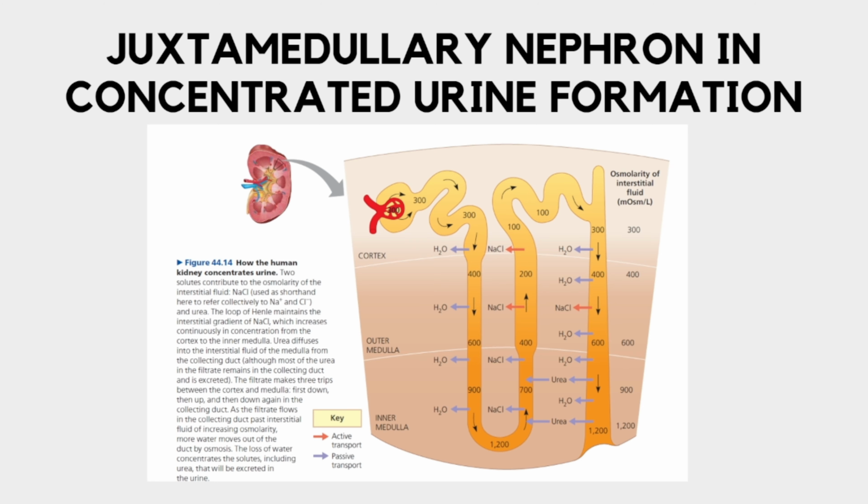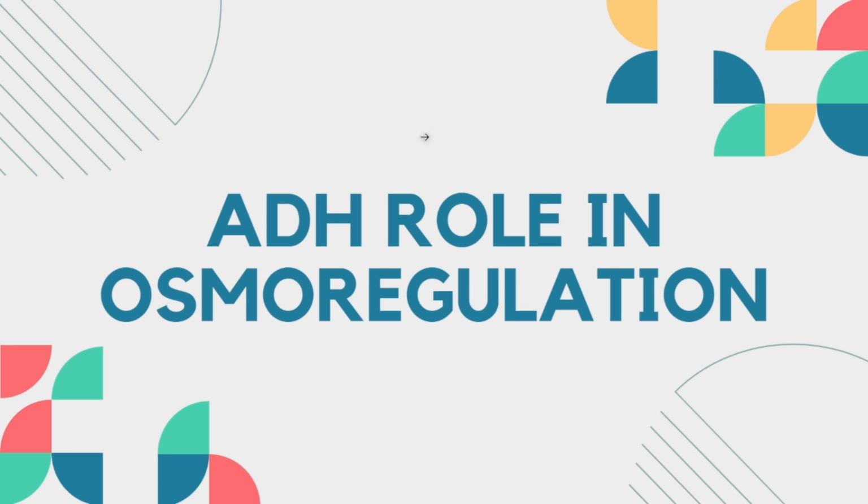So this process concentrates salt, urea, and other solutes in the filtrate. Some urea will pass out of the lower portion of the collecting duct and contribute to the high interstitial osmolality of the inner medulla. So that's all about the juxtamedullary nephron in concentrated urine formation. Okay, so this one is very important.